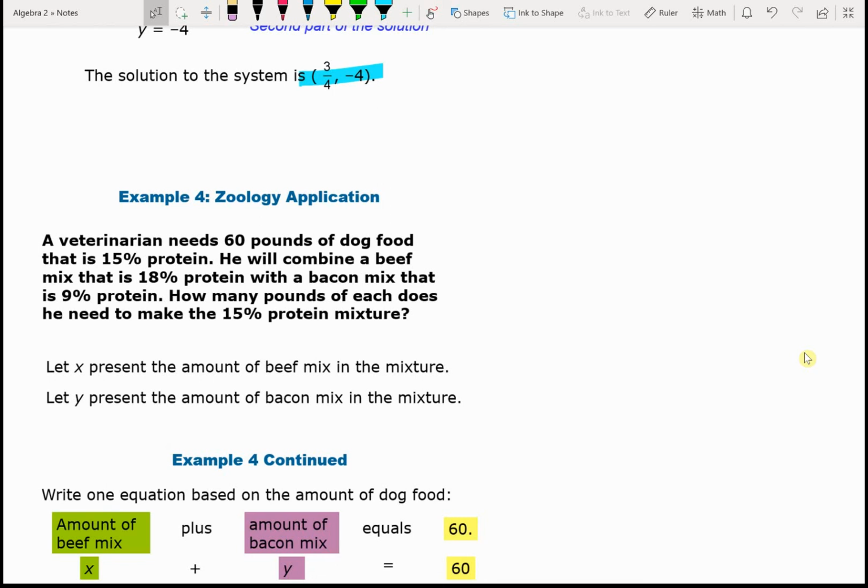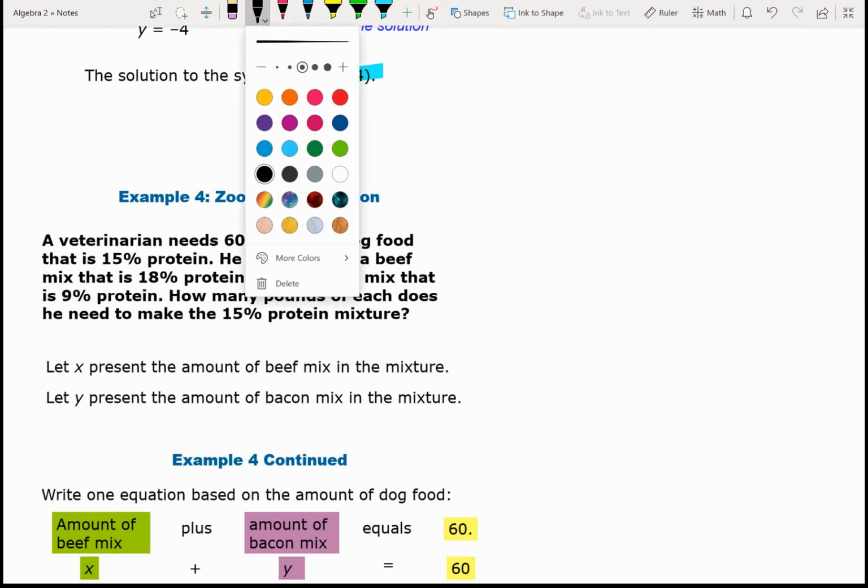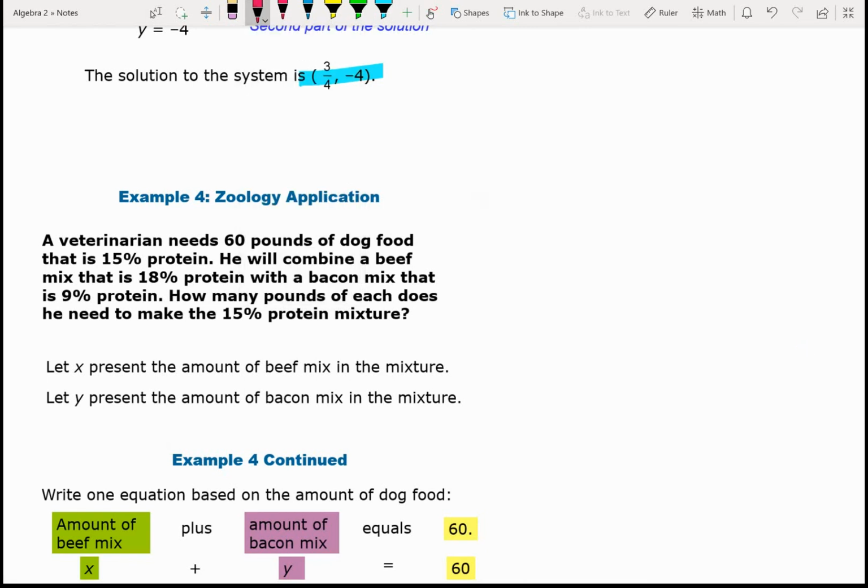So he has beef and he has bacon. All right, so let's just take a look here. So the beef, I'll just draw a patty of beef, and we know that's 18% protein. And then he has bacon, so maybe I'll make a bacon strip, and that is 9% protein.